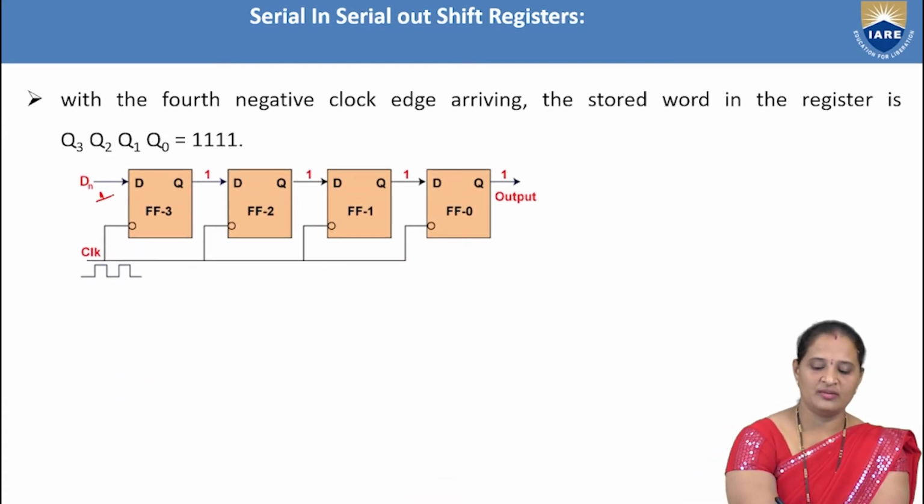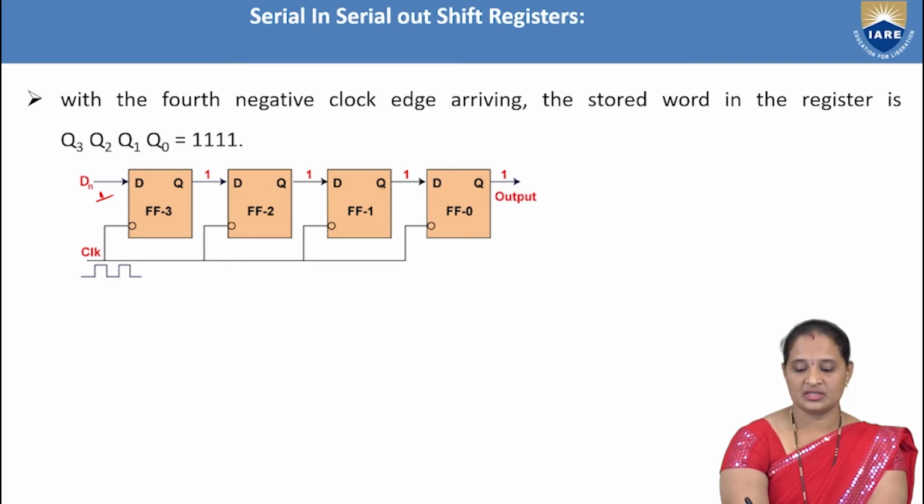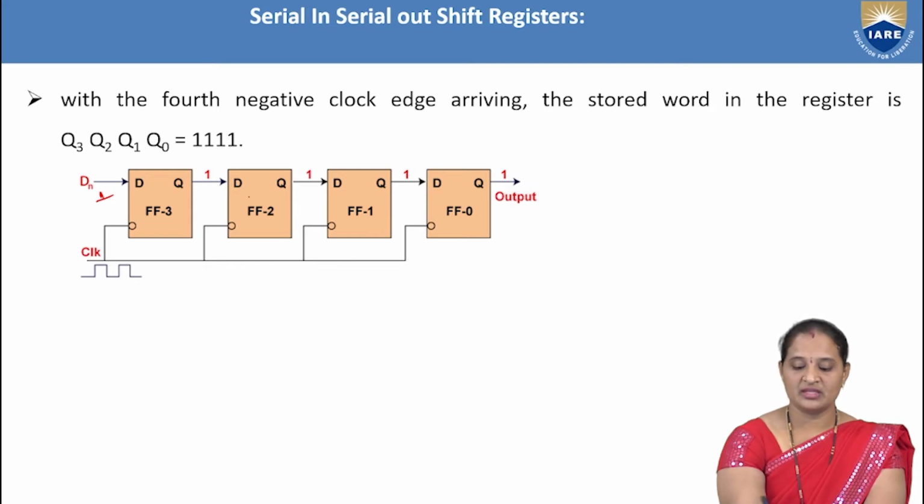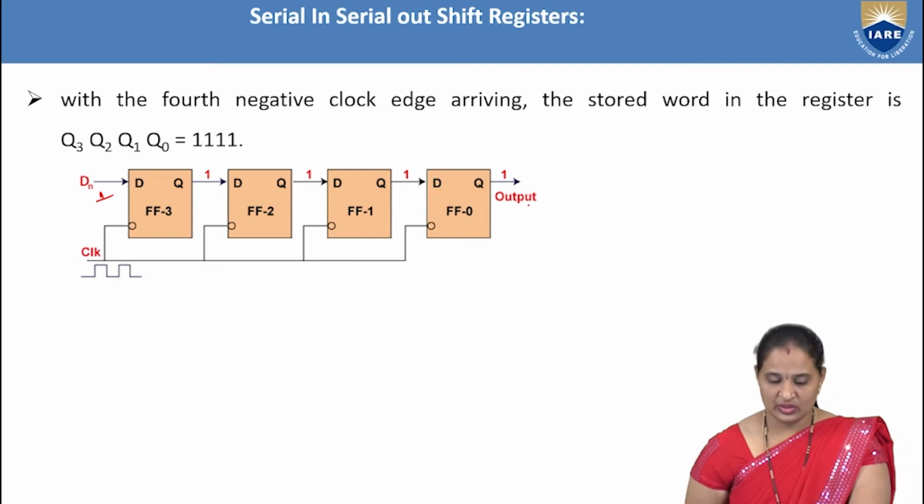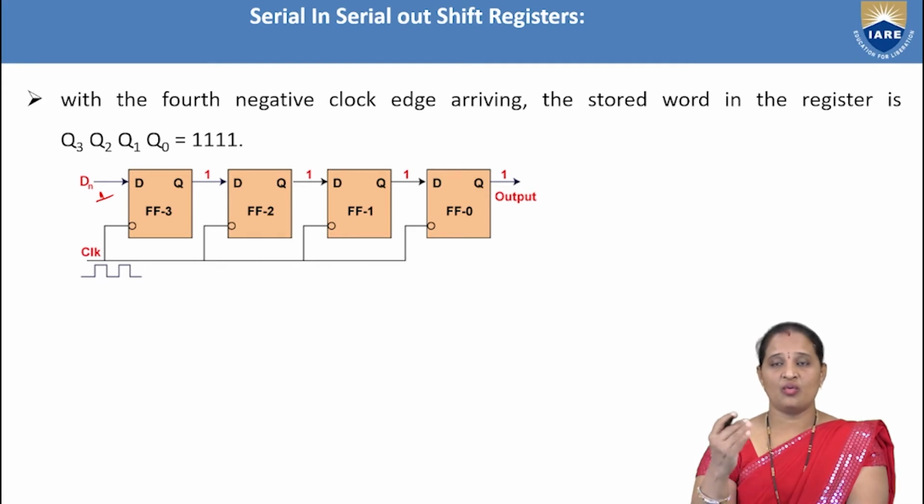Now during the fourth clock pulse, again I am pushing 1. Already we have 1 here that will be pushed into this, and we have 1 here that will be pushed into this, and we have 1 here that will be pushed into this. So that means we have all ones now. During the fourth clock pulse, we are now able to load all ones data in the shift register.